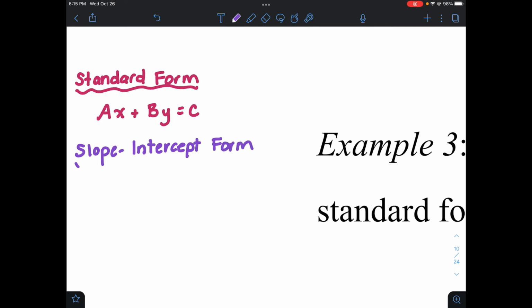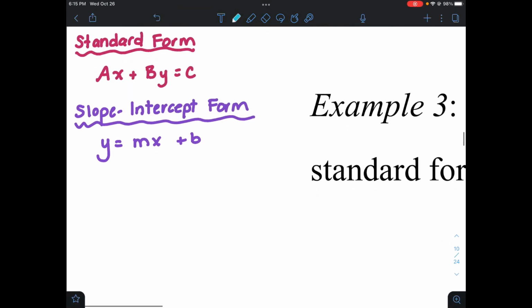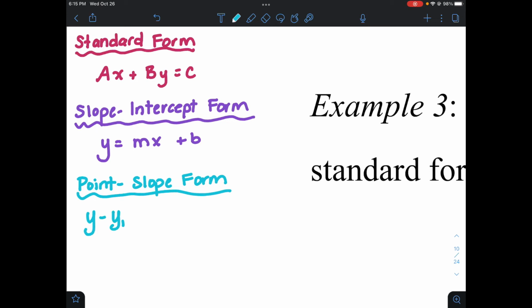This is the one all of you kept wanting to do when we were first learning slope. And that is y equals mx plus b. All right, and then finally today, we just learned point slope form. And that is y minus y sub 1 equals m times the quantity x minus x sub 1.